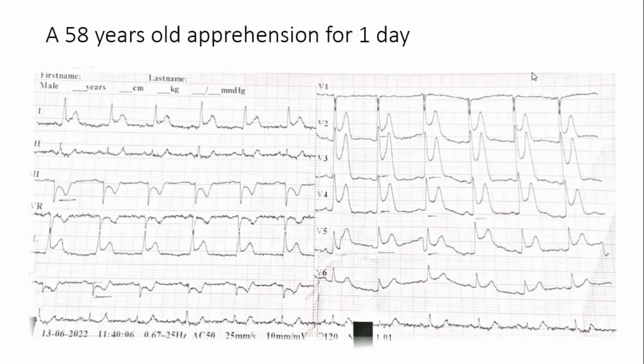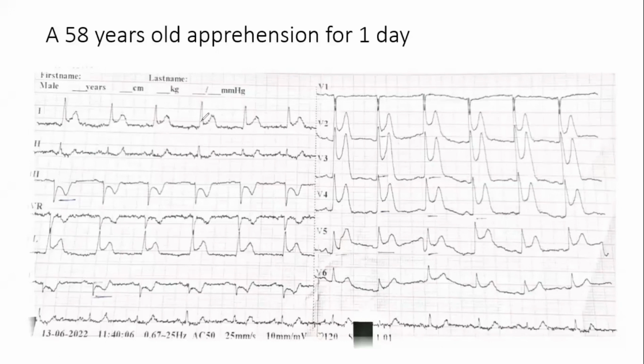So we can see that there are some issues with the STs. There's no doubt about it. Look at the STs over here: V1, V2, V3, V4, V5, and a bit of V6, but not that much. And now look at lead 1 and lead AVL. So what are the types of these STs? What do you call these STs?